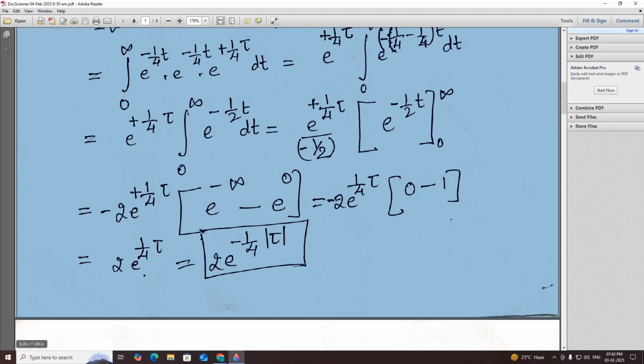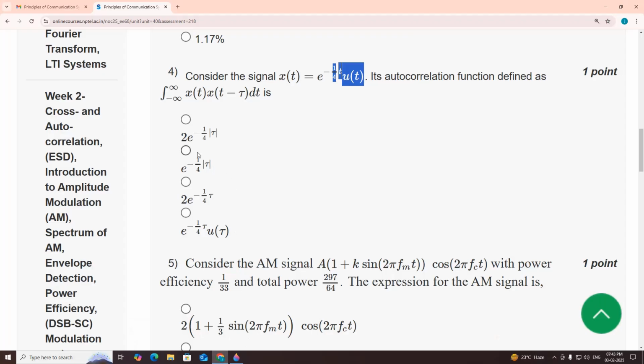So what we'll get is 2 e power minus 1 by 4, because here it is plus, here it is plus, I made it as minus here so that I can make this as magnitude of tau. So both are the same, and e power 0 is 1. So the solution for this is option A, 2 e power minus 1 by 4 magnitude tau.